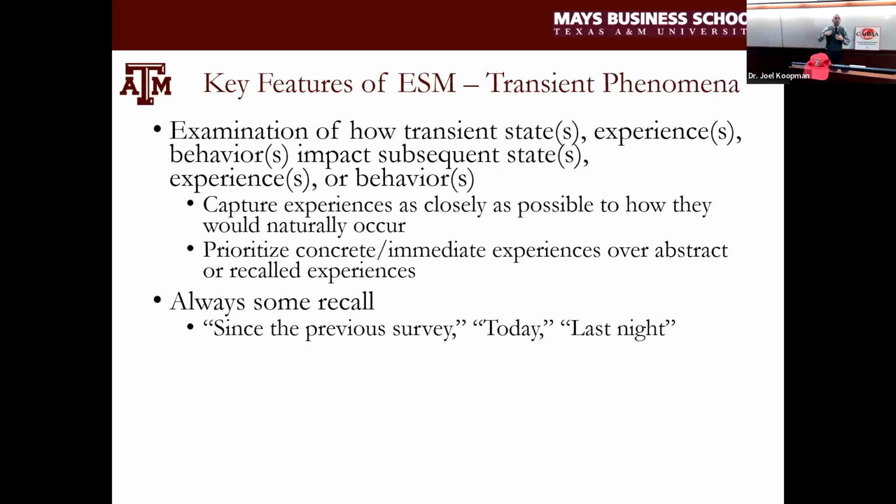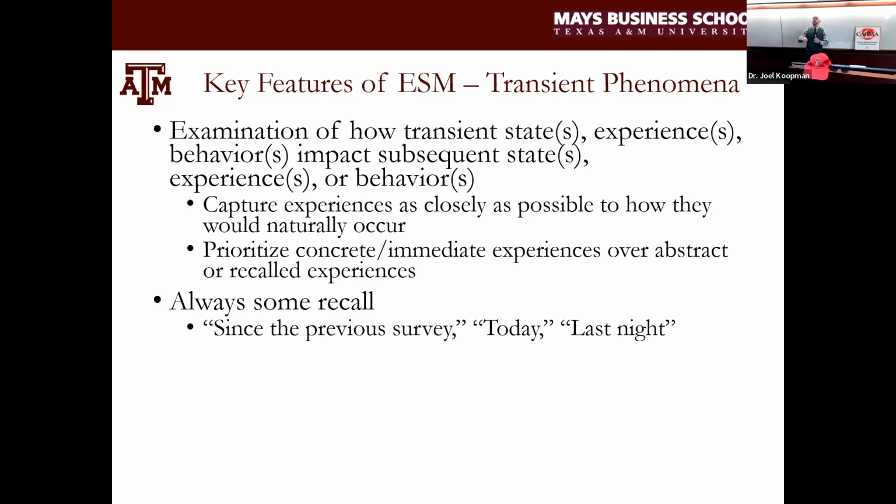So when we're doing experience sampling, we are focused on transient phenomena. What we're interested in is how some transient state, experience, or behavior impacts some subsequent state, experience, or behavior. We want to capture occurrences as closely as possible to when they would naturally occur. So we're looking for more concrete or immediate things, not more abstract or recalled experiences.